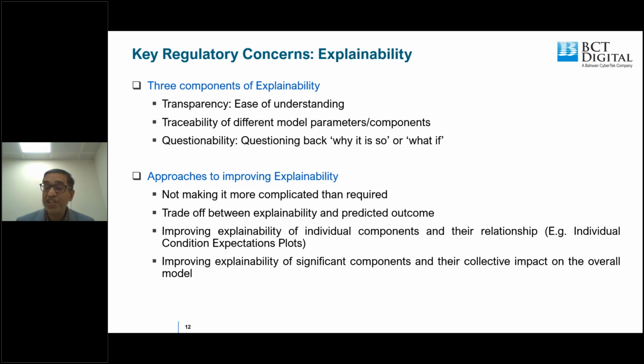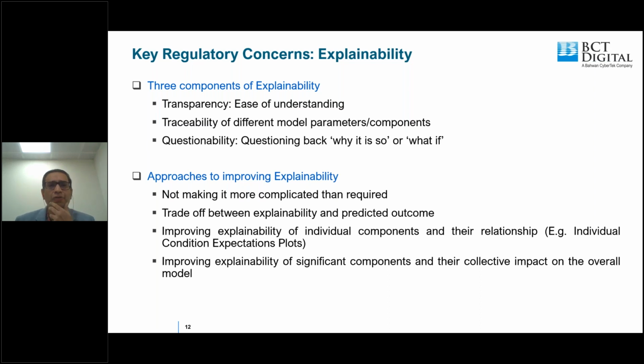Secondly, traceability of different components, for example, the model parameters, thresholds, and so on and so forth. And the ability to question back, saying why it is so, and what if. Why it is so means, why has this output come? And what if means, what if I were to change my input, what would be the impact of such a change on the output? So the ability to question back, that the model should be very clear.